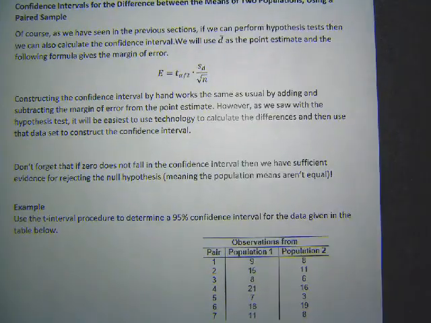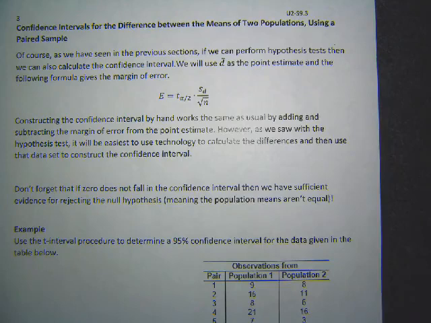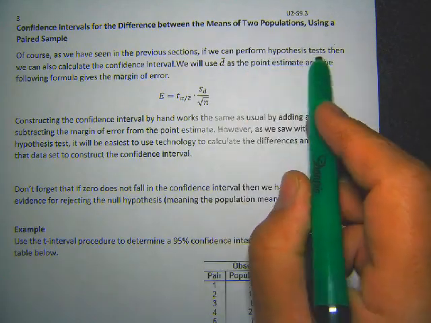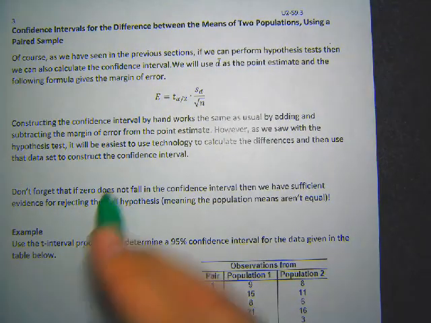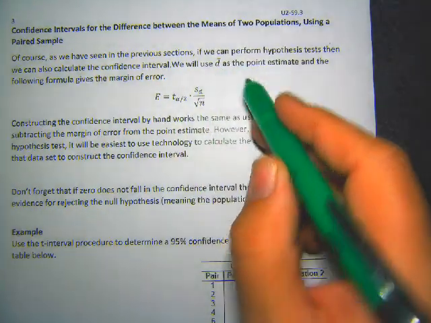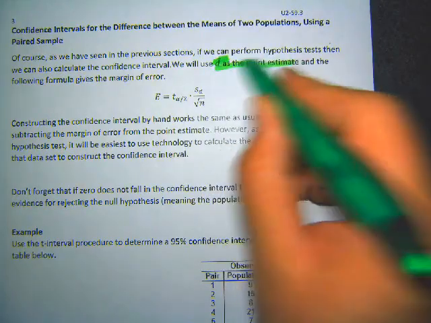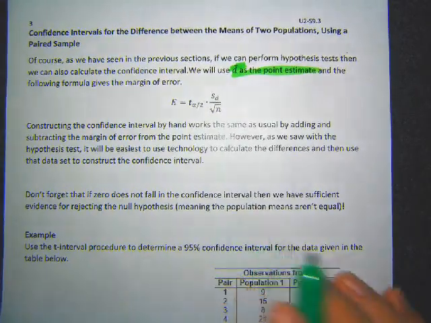Now let's go ahead and do a confidence interval, but it's going to be very similar. We're going to use the same set of data here, so we don't change things too much. As we've seen before, we can do the hypothesis test. Then we can also calculate the confidence interval, so that's also doable. We use the differences as the point estimate. So the difference would be your point estimate if you're constructing this by hand without a calculator.